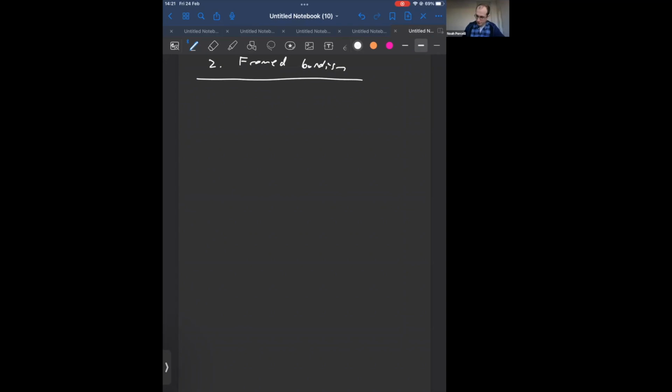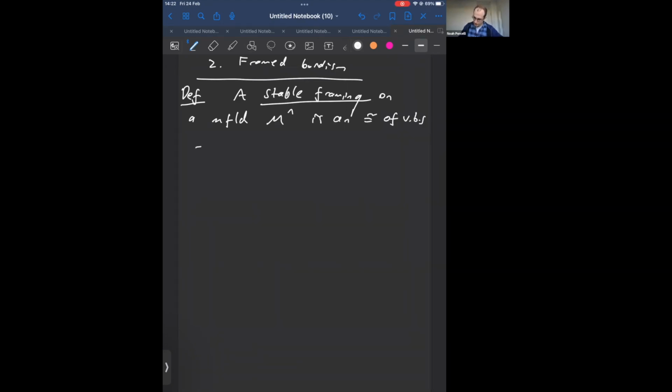Okay, then I'll talk about frame bordism, which is the invariant that we'll use to distinguish these. So firstly, we need some definitions. A stable framing on a manifold M, let's say of dimension n, is an isomorphism of vector bundles TM plus R^k with R^(n+k).